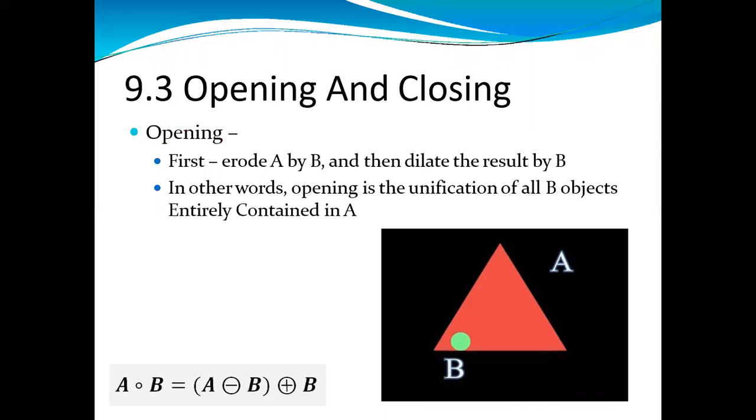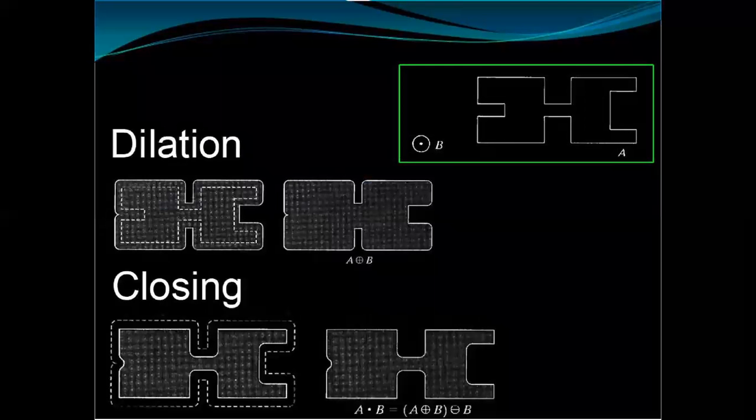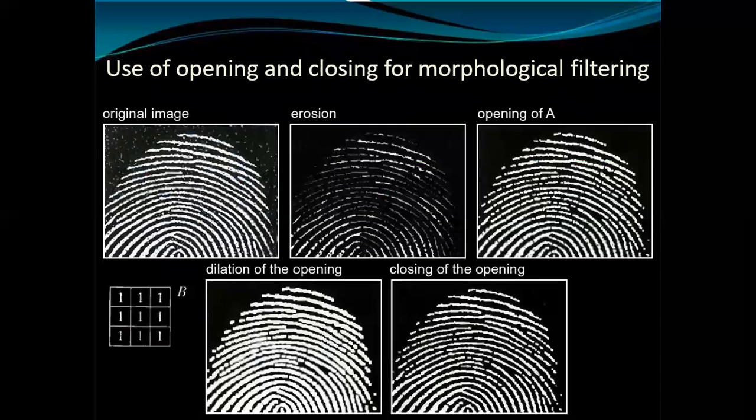Opening first erodes A by B and then dilates the result by B. In other words, opening is the union of all B objects entirely contained in A. This is an example of erosion and the opening concept. This is the use of opening and closing for morphological filtering, for identification of fingerprints in different concepts.